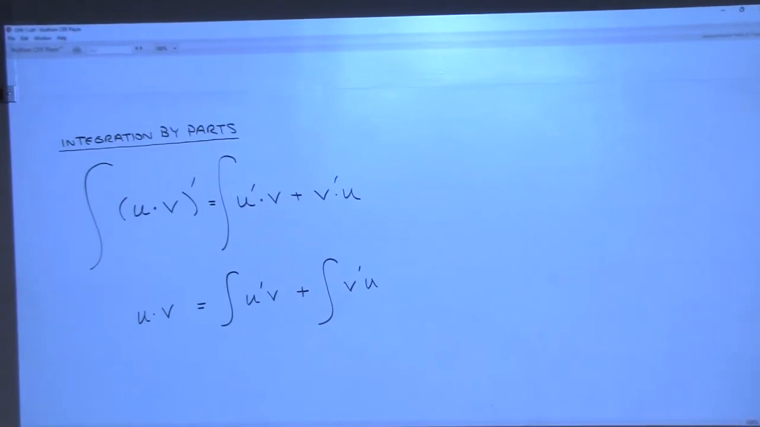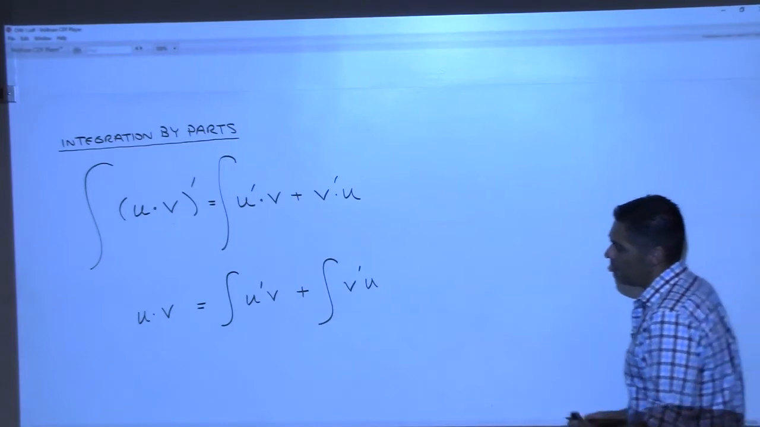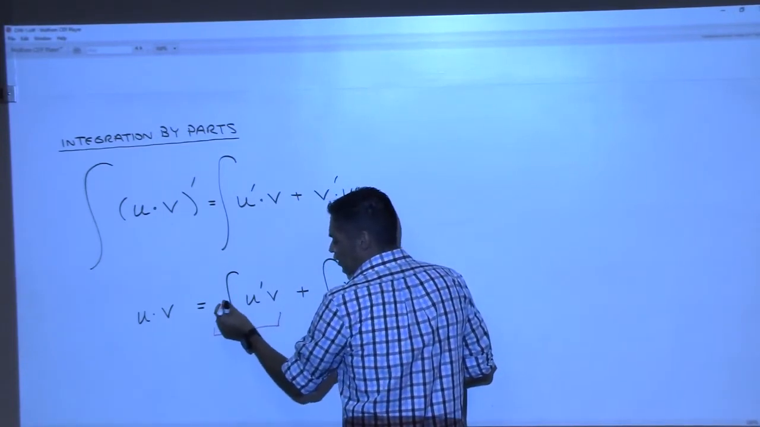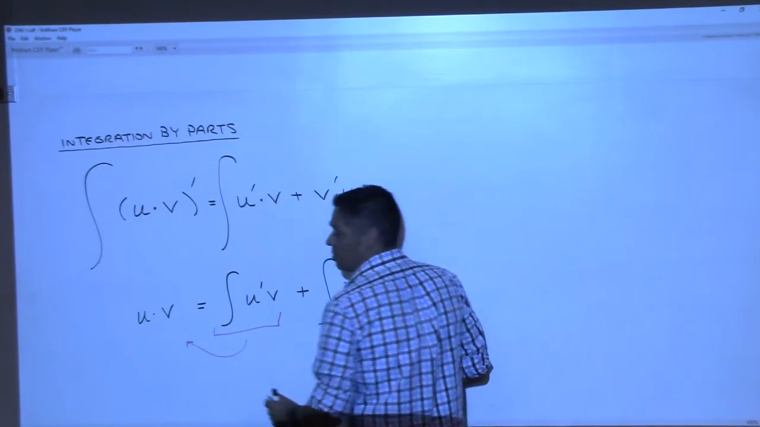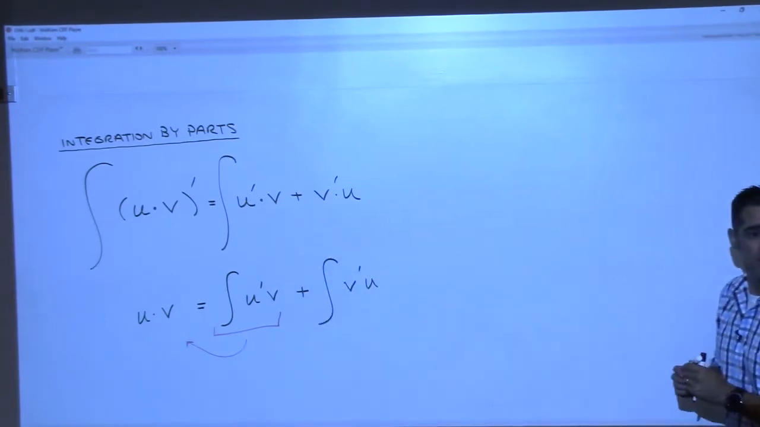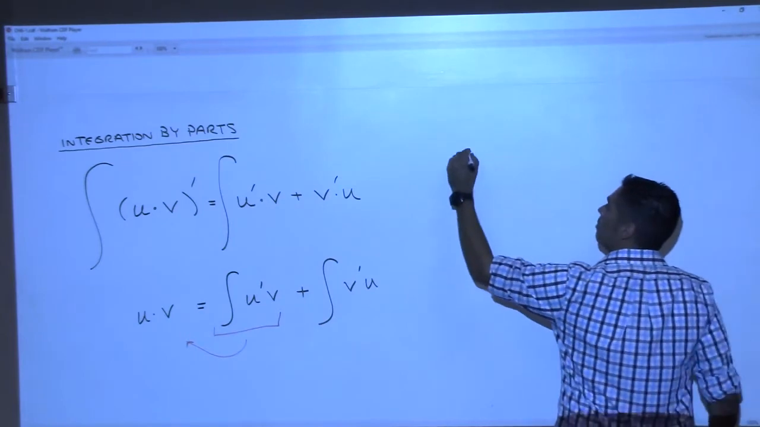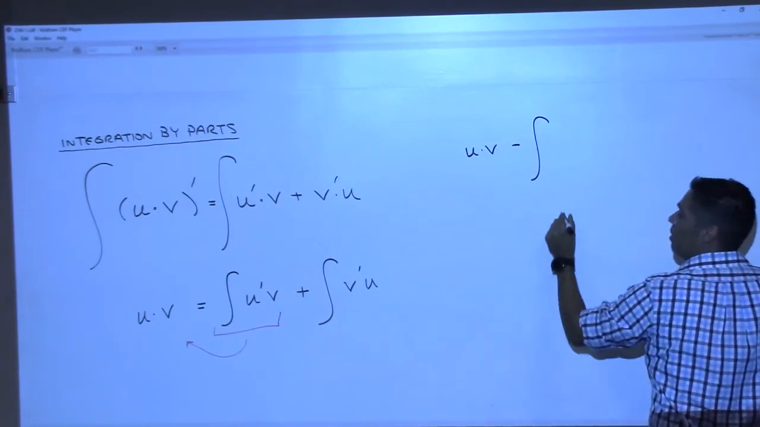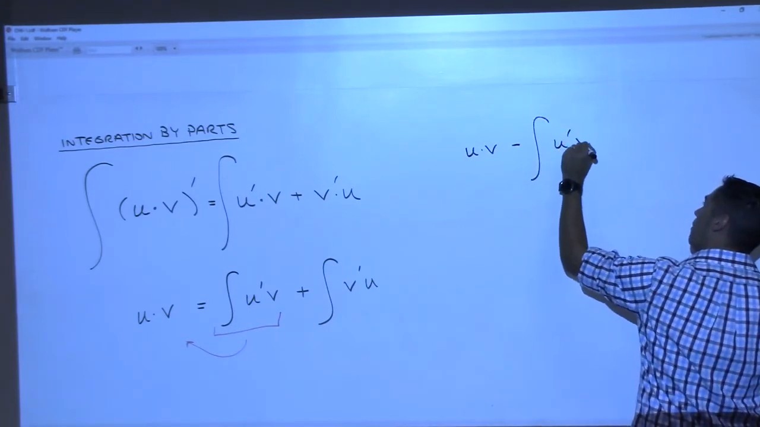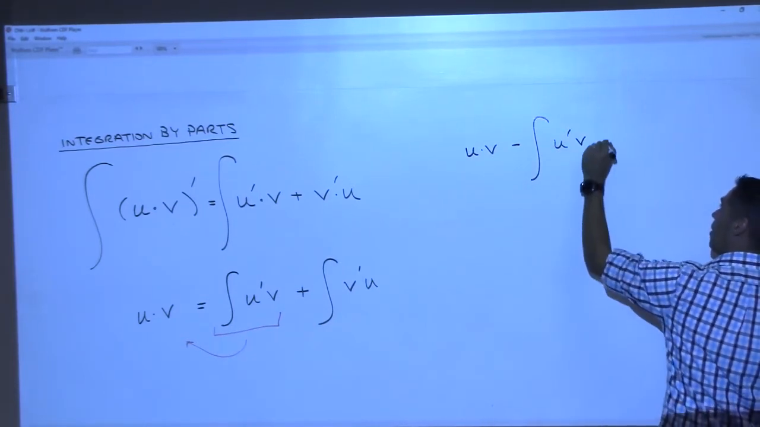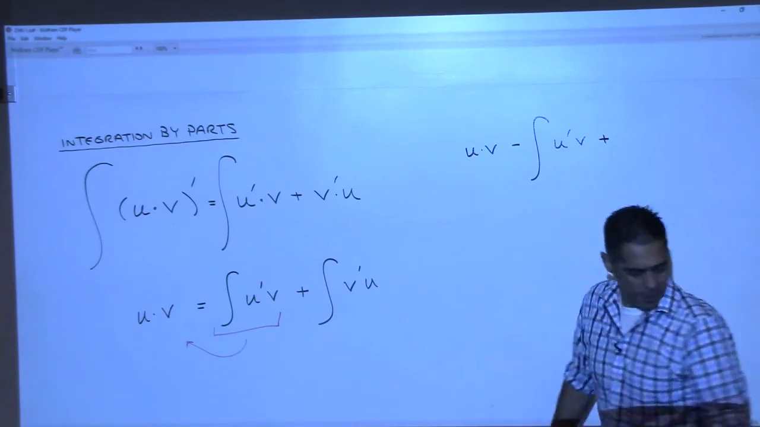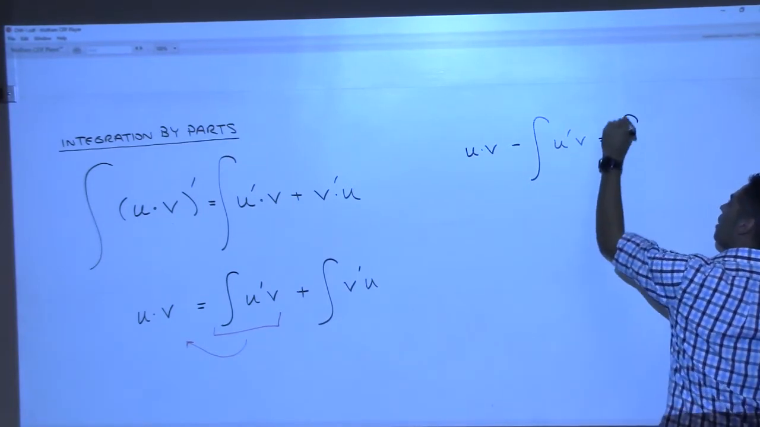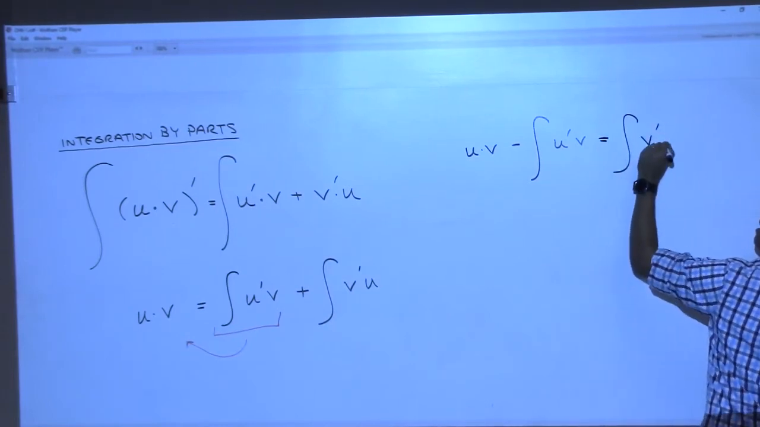You with me? What I'm going to do now, just tell me if this is algebraically correct or not. Algebraically, if this is over here, can I move it to the other side? Just like subtract it on both sides? Right? I could do that algebraically. So I'd have u times v, and then it would become minus, wouldn't it? And then u prime v equals integral v prime u.